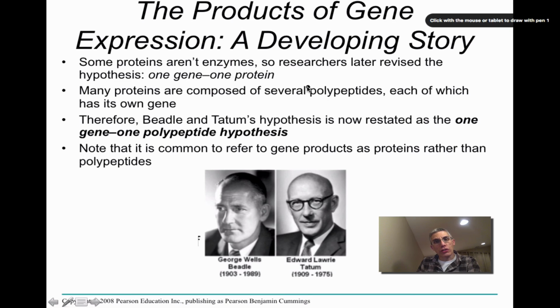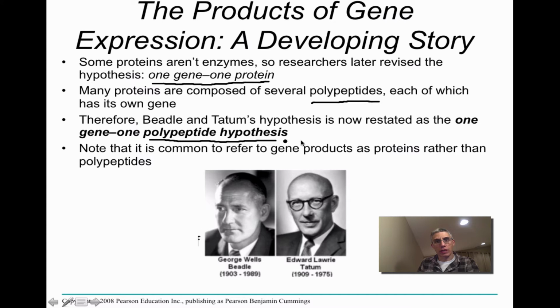So based on the information that Beadle and Tatum had found, remember their hypothesis was basically one gene, one enzyme. But that wasn't necessarily the case, and you couldn't really go by that because some proteins really aren't enzymes. And so researchers later revised Beadle and Tatum's hypothesis, and they decided to change it to one gene, one protein. Again, we have to think about this because many proteins are composed of several polypeptides, each of which has its own gene. So we had to further modify the hypothesis, and it's now been restated and accepted as the one gene, one polypeptide hypothesis.